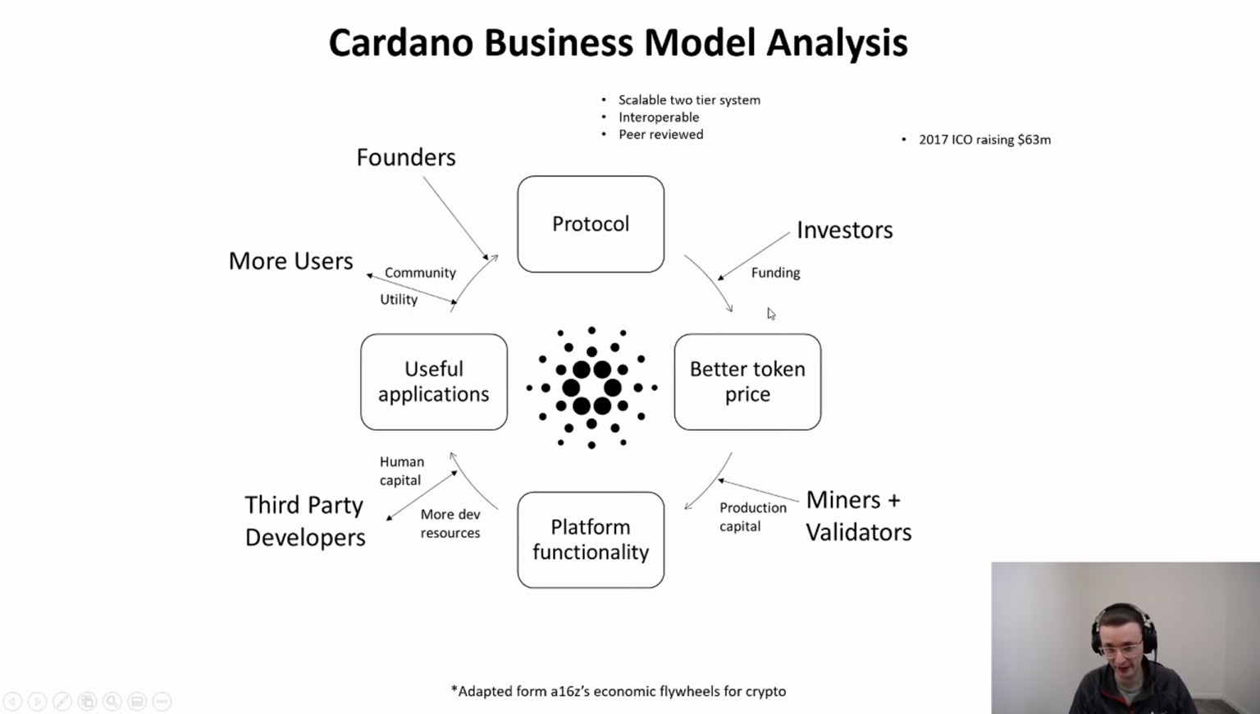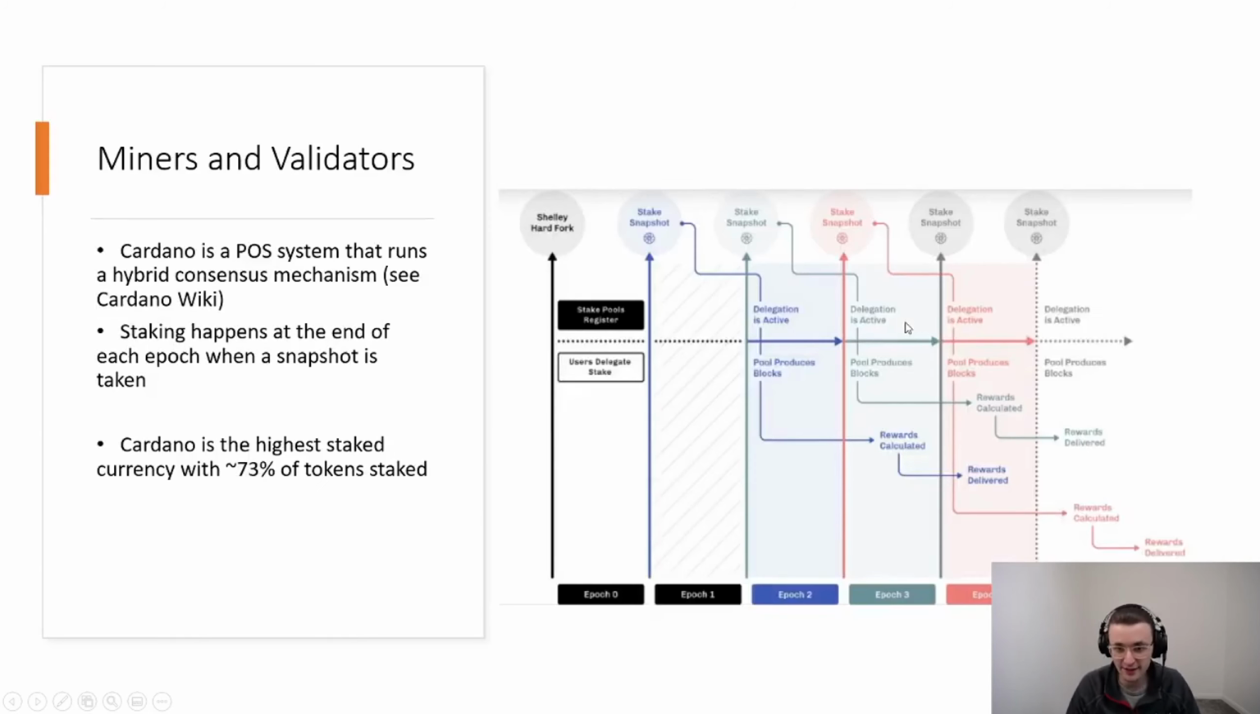We'll talk about where that's gone in a second. So next on to the miners and validators. You'll find this a lot with Cardano. There's all these nice pictures of how different stuff works, which I find ultimately are quite confusing, but you need to really look into it to understand it better.